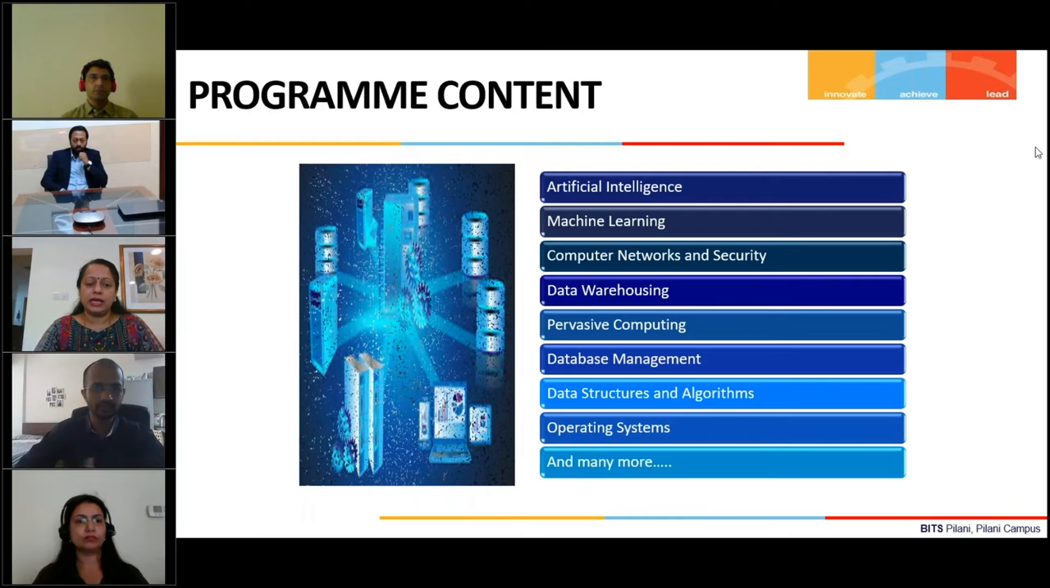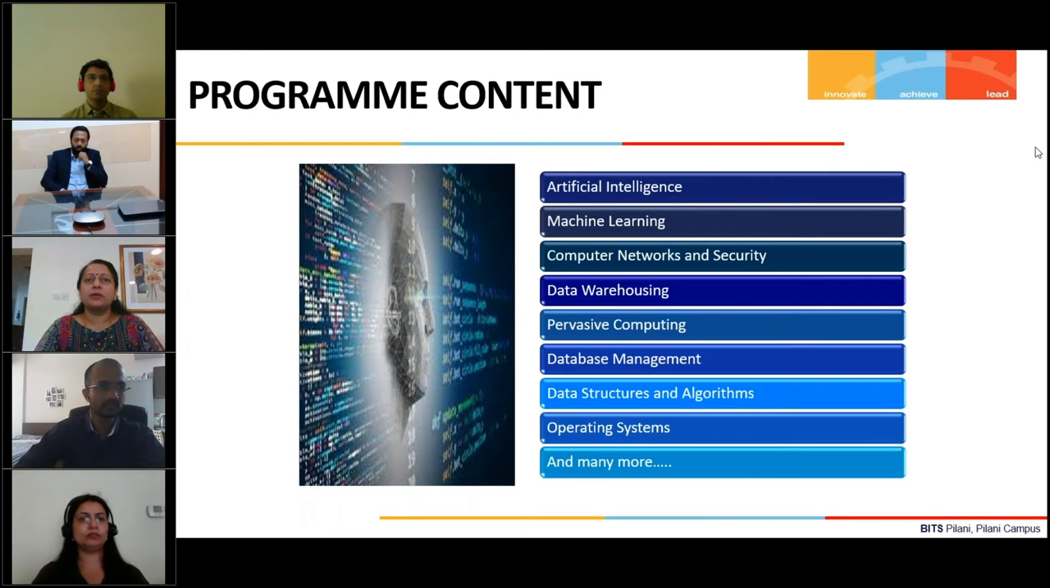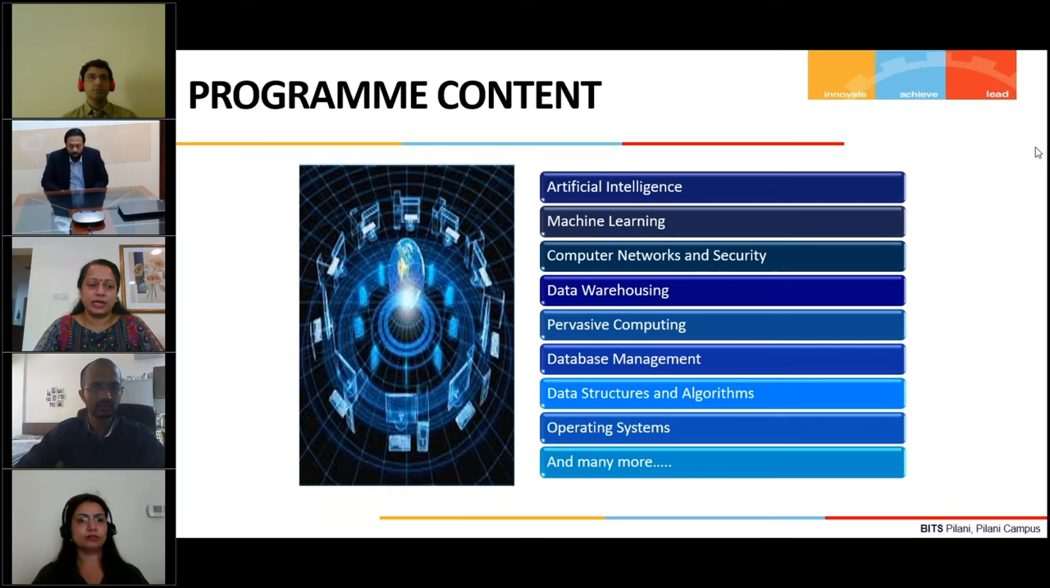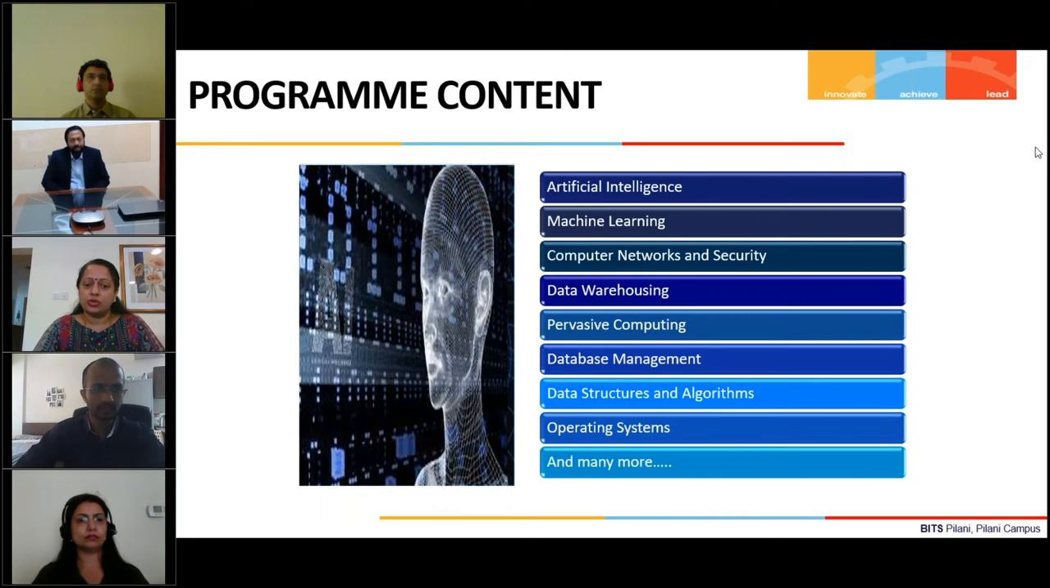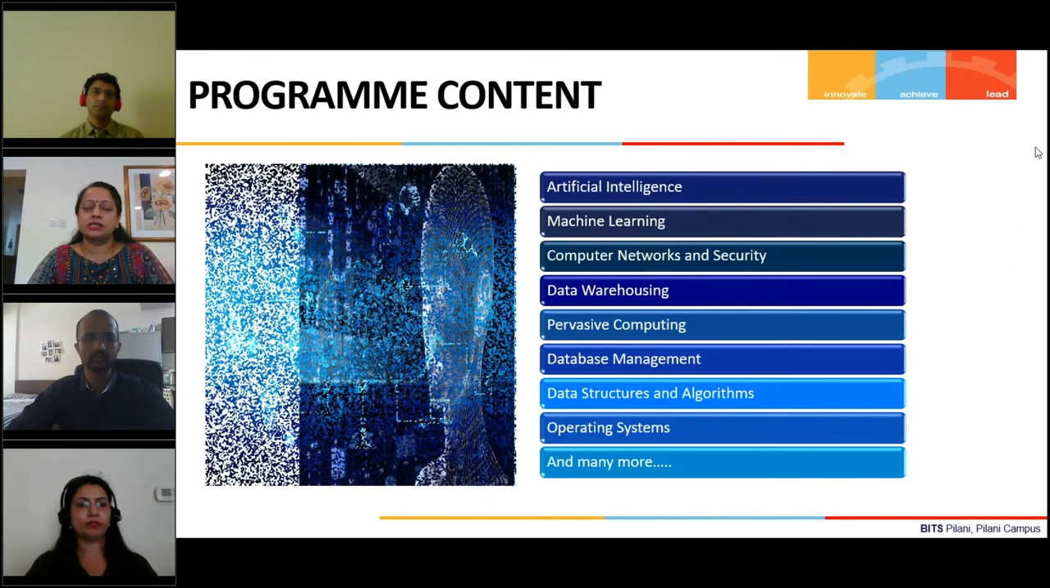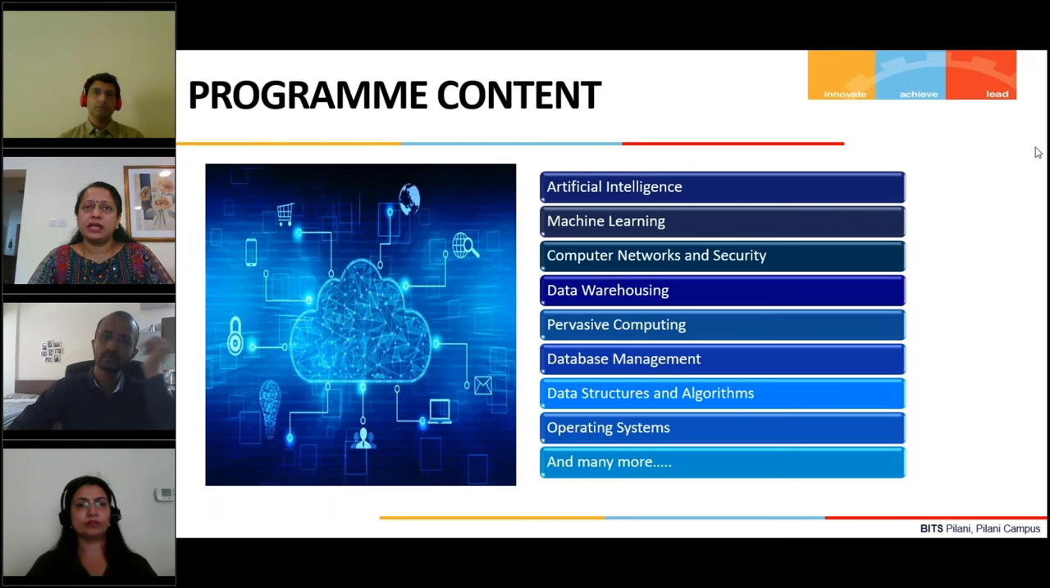Coming to the content of the program, our program is structured in such a way that electives are constantly changed. We offer a wide range of electives that students are currently interested in, with courses like artificial intelligence, machine learning, networks and security, which are constantly evolving. So we keep restructuring our curriculum to suit the current requirements of the market.